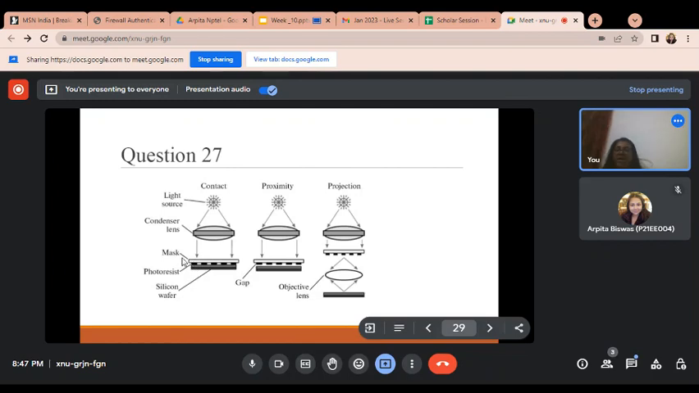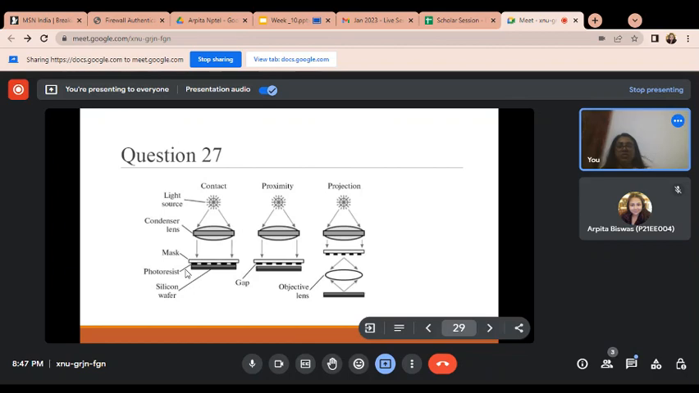Then there is a mask, and in the contact printing photolithography process, the mask is directly connected to the device. Here the silicon wafer is present, and then the photoresist. In the photolithography process, the pattern is transferred from the mask to the photoresist layer. Then after exposure, development and etching, the pattern is transferred from the mask and photoresist layer to the silicon dioxide or the wafer.